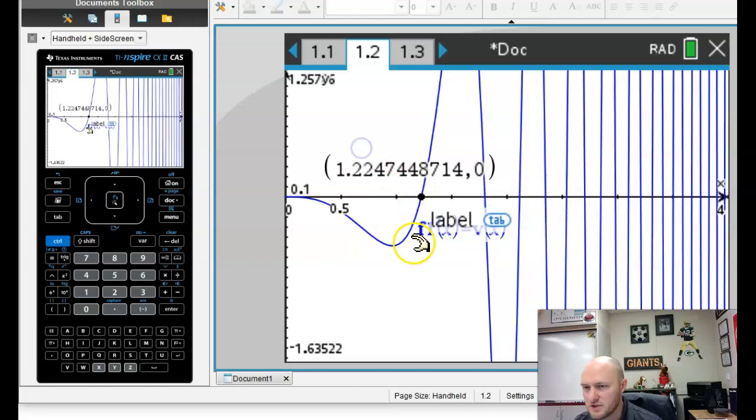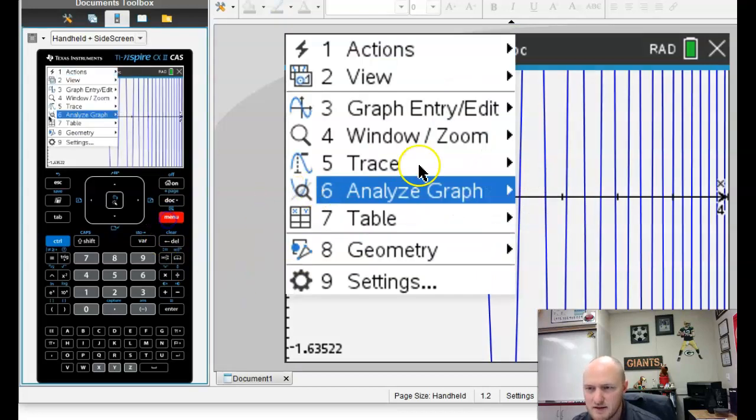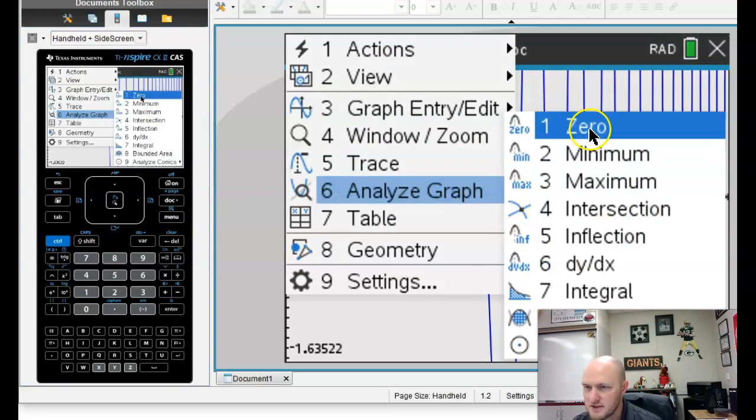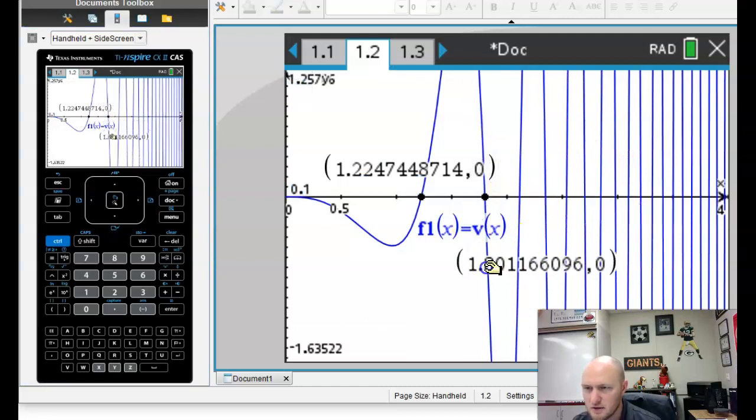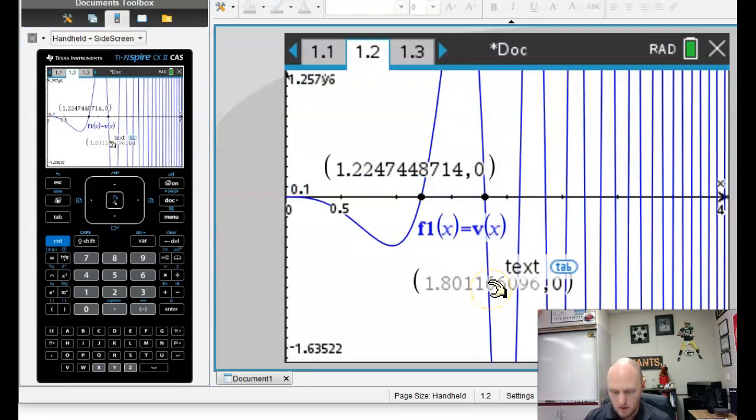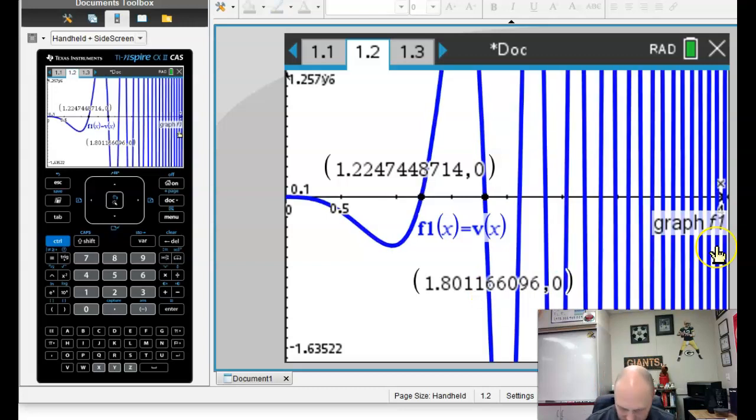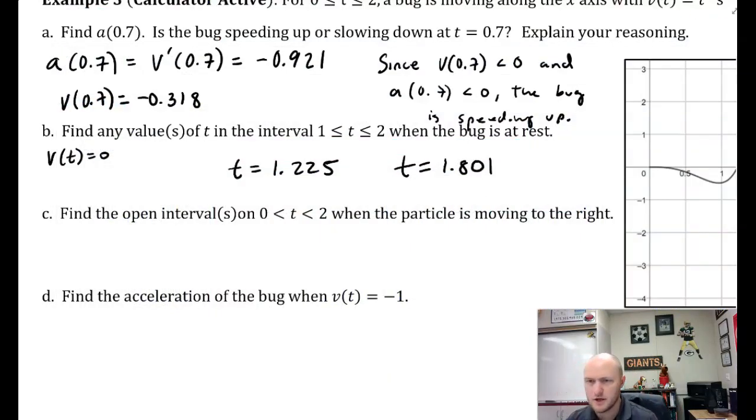At 1.225, and then another 0, which is here at 1.801. So I'm going to say t equals 1.225 and t equals 1.801. There you go. So that's when the bug is at rest.